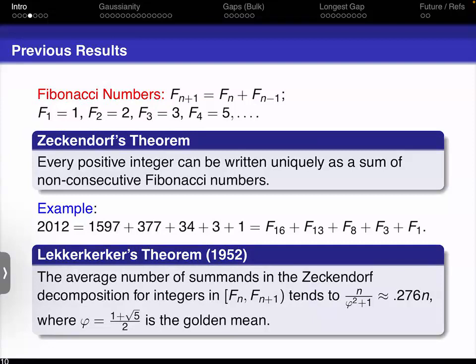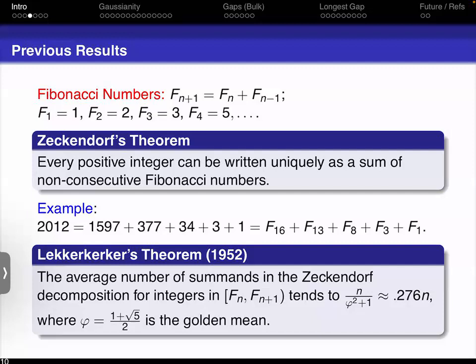Now, whenever you are proving a theorem or trying to study something, you always want to figure out where you should be looking, what you should be examining. I'm looking at how many summands I have on average. That's a pretty good question to ask. But I'm not looking at all the numbers from 1 to x and letting x go to infinity. I'm looking at all the numbers from the nth to the n plus first Fibonacci number.